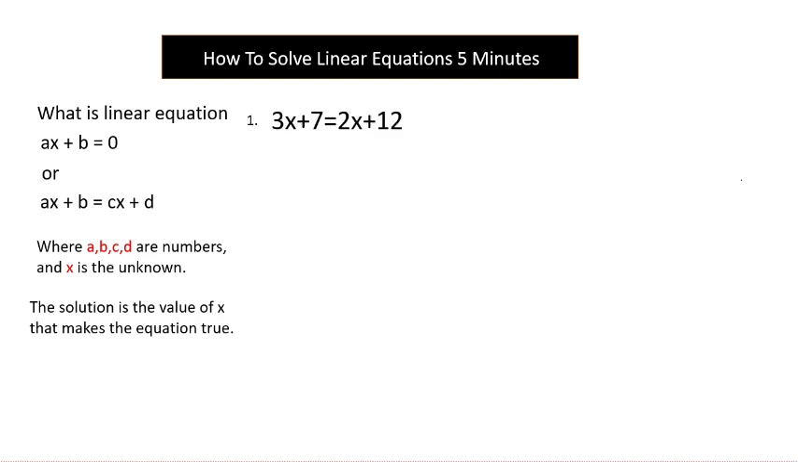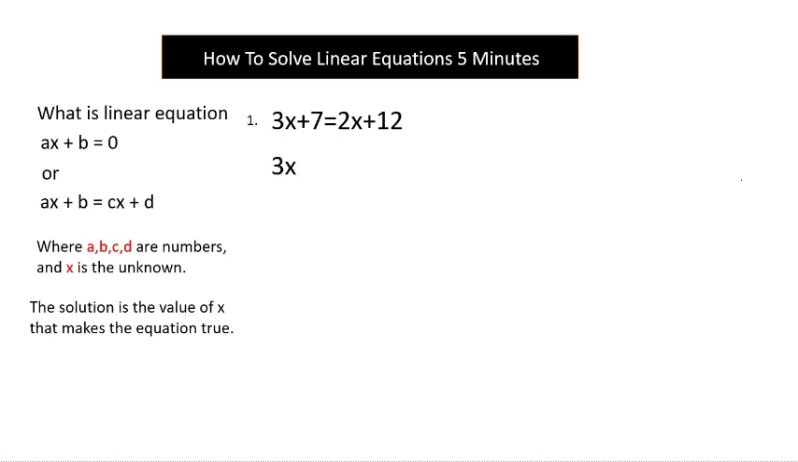Let's look at some examples. We have an equation like this: 3x + 7 = 2x + 12. The goal is to find the value of x. And how do you find the value of x? The first thing to do is to collect like terms, because you can see that some terms have x, others don't have x. Those that have x, you collect together, and the ones that are just numbers have to be arranged separately.